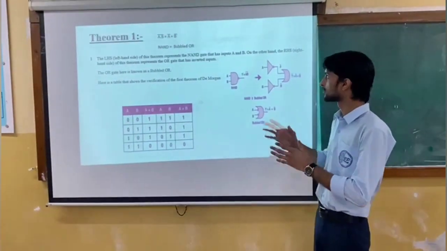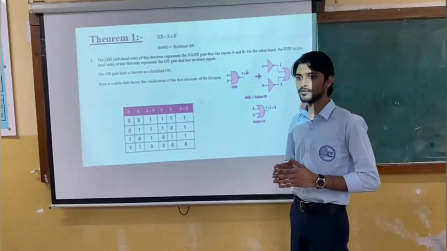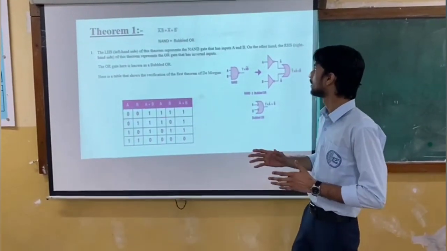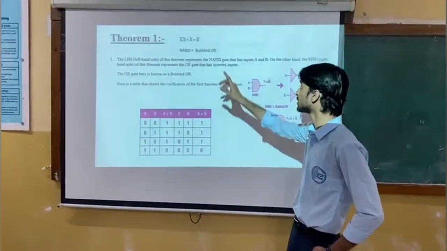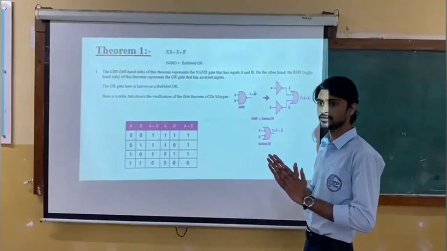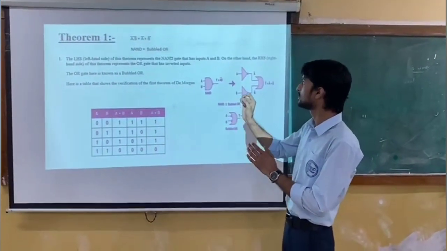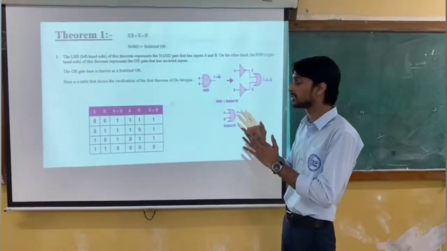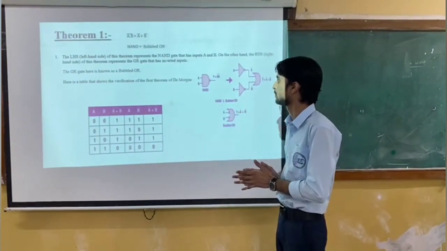As we can see, theorem 1: if we apply the mathematical operators bar and dot between the two inputs A and B, we can see that (A dot B) bar equals A bar plus B bar.